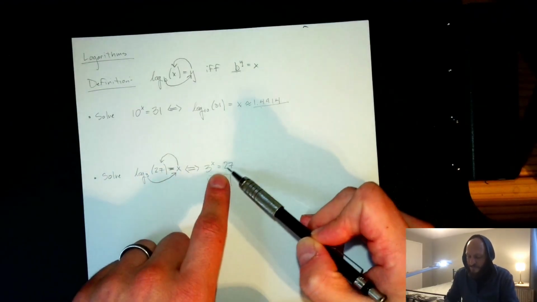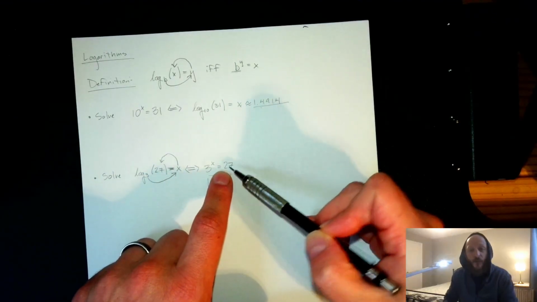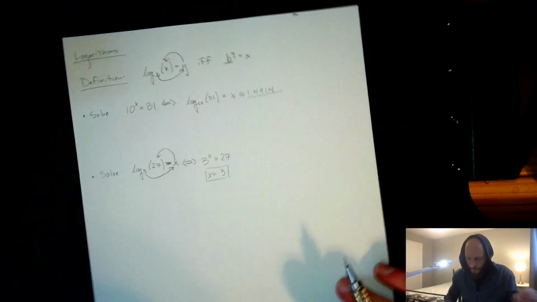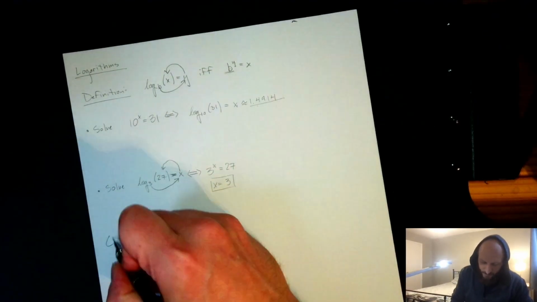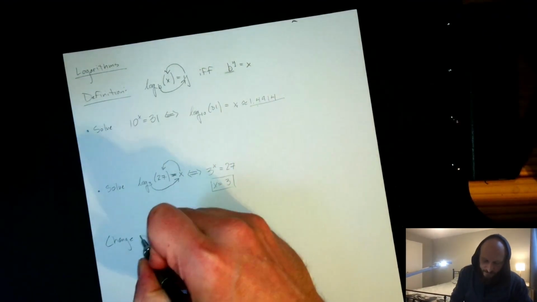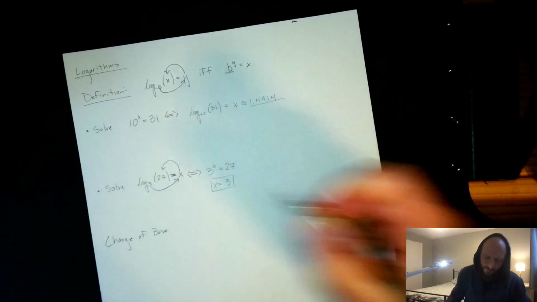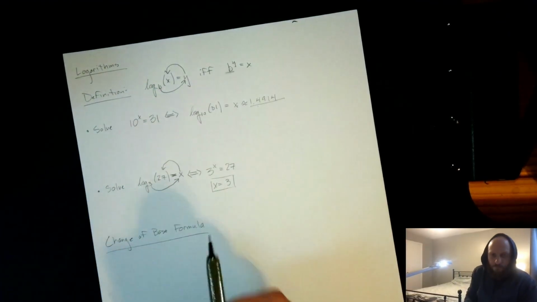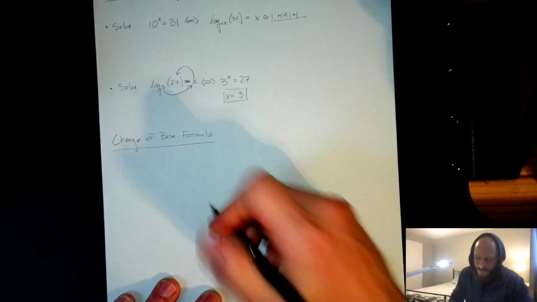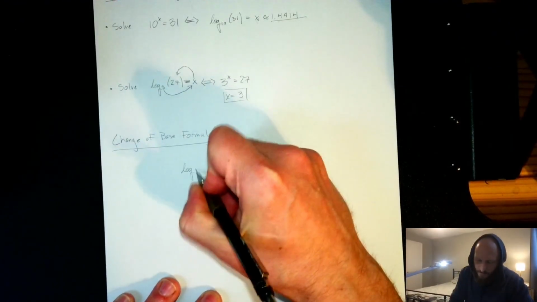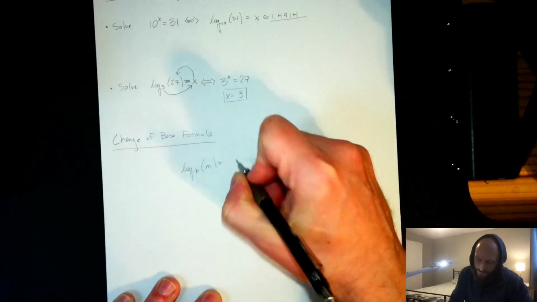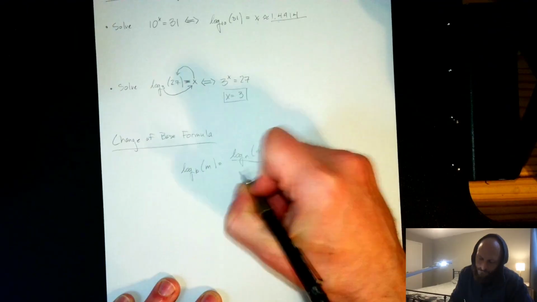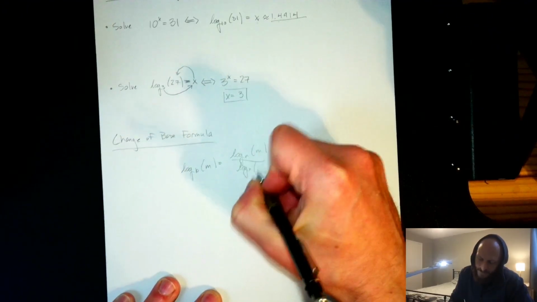If 27, or what was on the right hand side here, wasn't a power of 3, we would have to use the change of base formula though. So, the change of base formula, I'll just write it out here first, and then we will use it in an example. So the change of base formula says that log base b of m is equal to log base n of m divided by log base n of b.